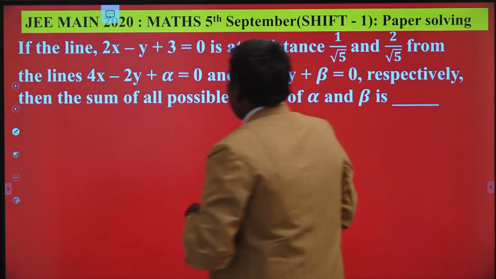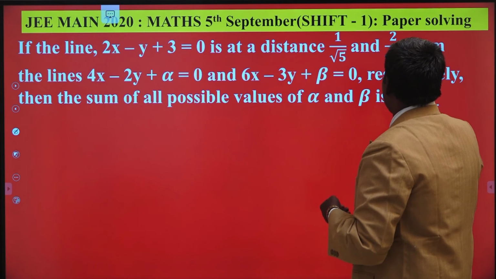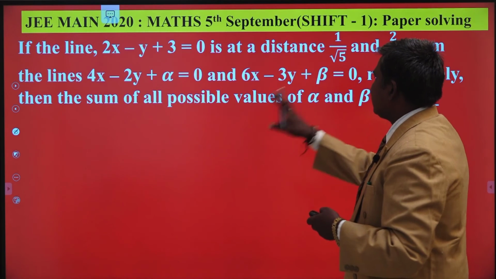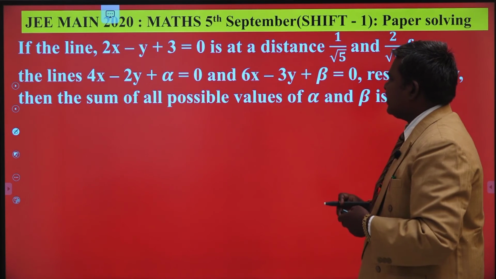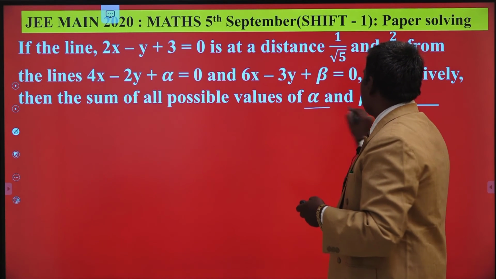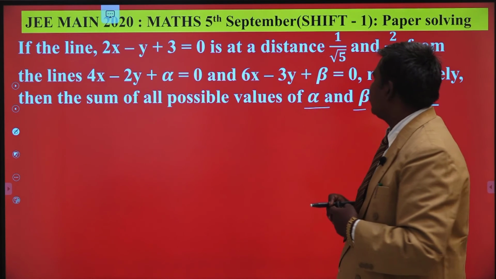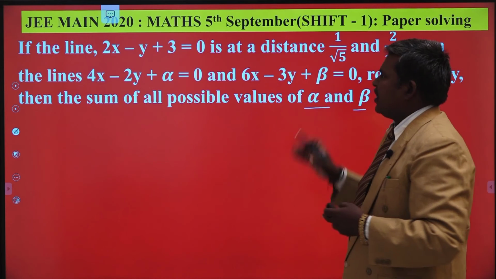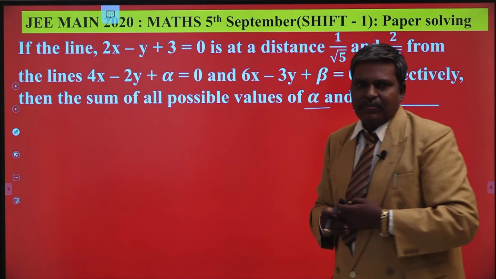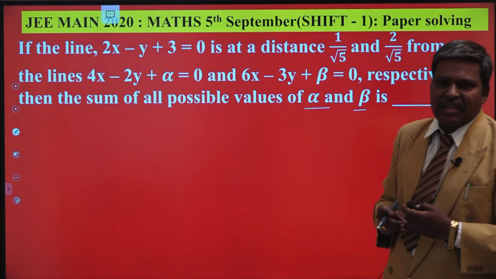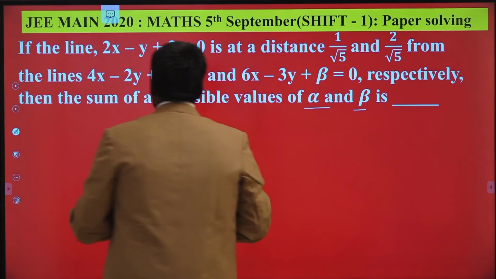The line 2x minus y plus 3 equal to 0 is at a distance 1 by root 5 and 2 by root 5 from these lines. These are two lines respectively. Then what is the sum of all possible values of alpha and beta? Once you know the parallel distance formula, there is nothing in this problem. What is the parallel distance? Modulus of c1 minus c2 by root of a square plus b square.